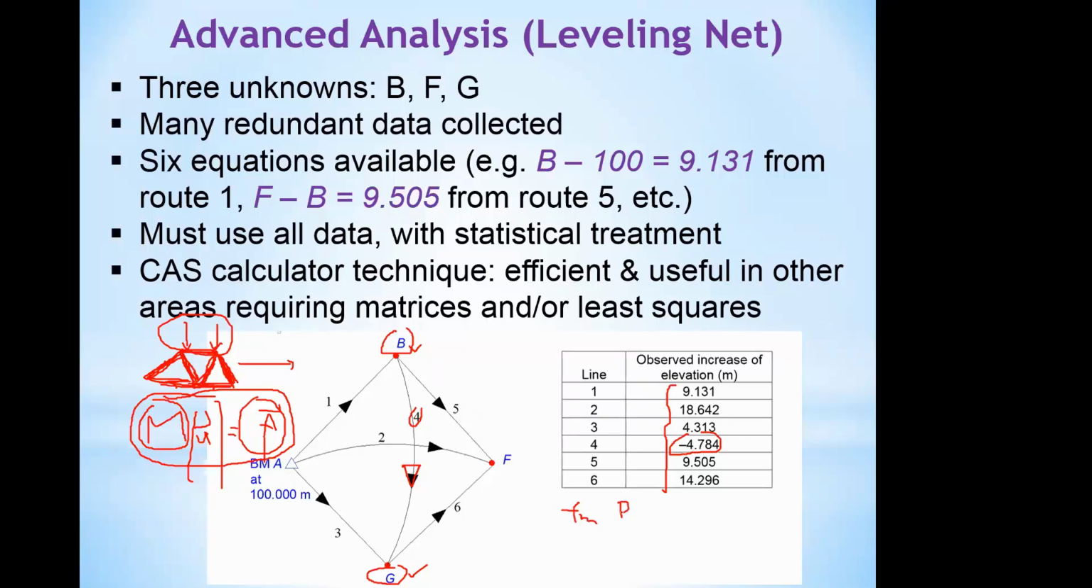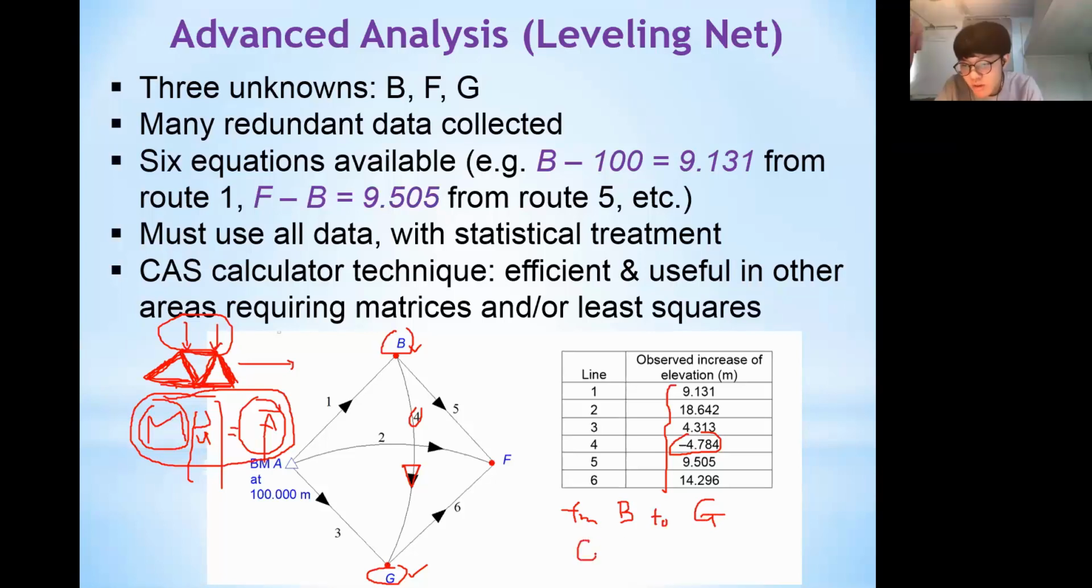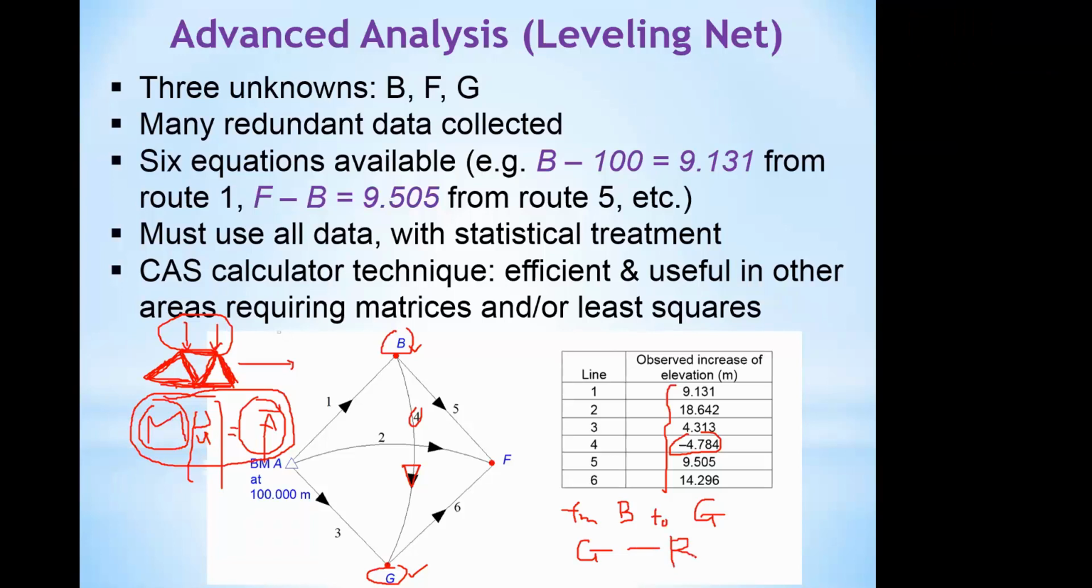From B to G, it's a negative result. So that must mean G is lower than B. I see this. It's an observed decrease of elevation, so negative. Yeah, so it's G minus B that I'm observing. That gave me a value of negative 4.7 something.